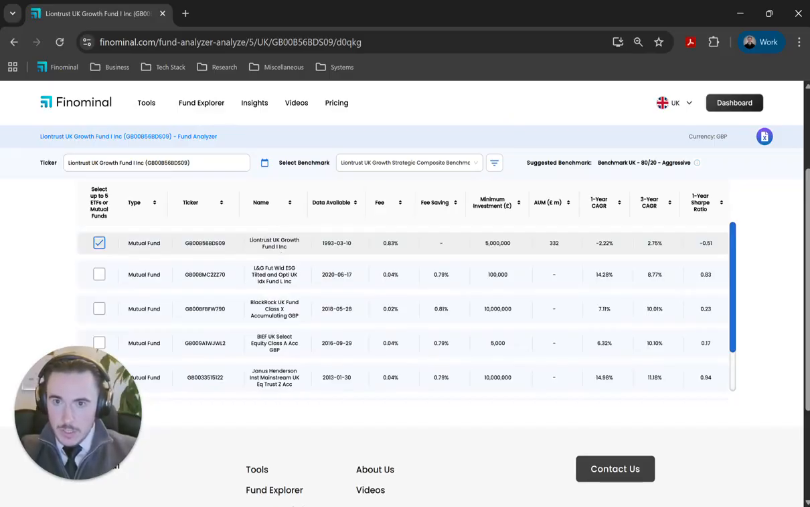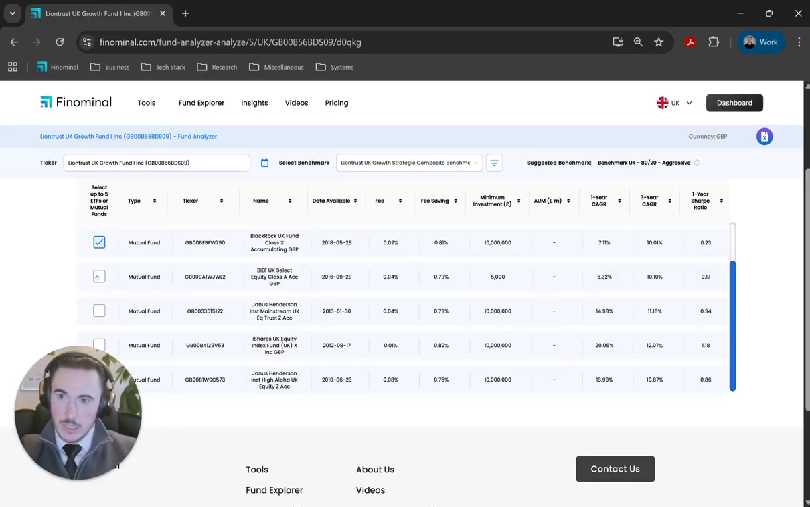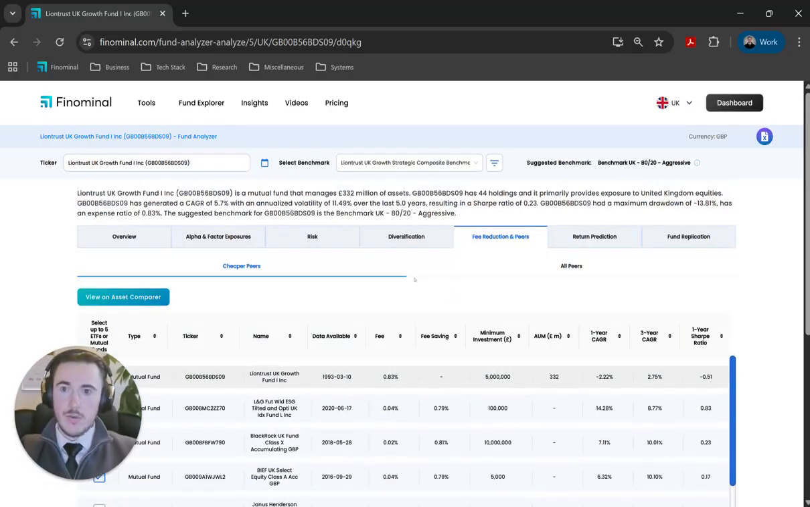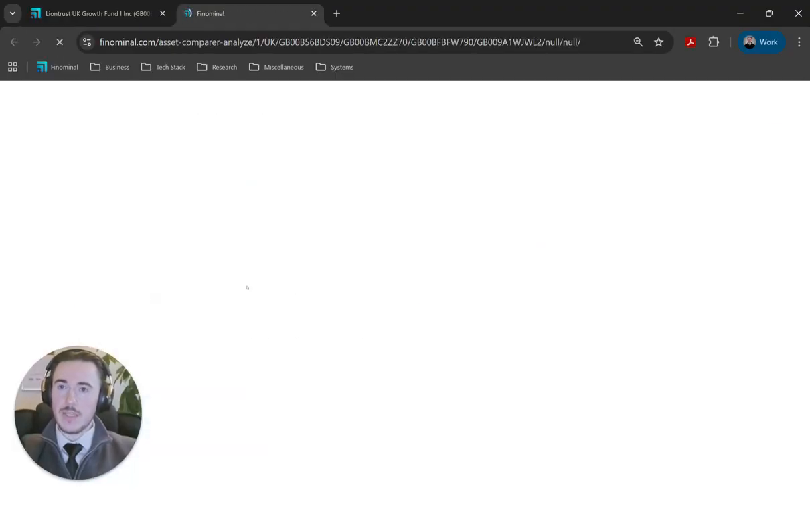LNG Future World ESG Tilted Optimistic, UK Index Fund. We'll go for that. BlackRock UK Fund, sure. Let's go for one more, UK Select Equity. Okay, so now we've selected those, including the Liontrust UK Growth. Let's put this in the asset comparer.